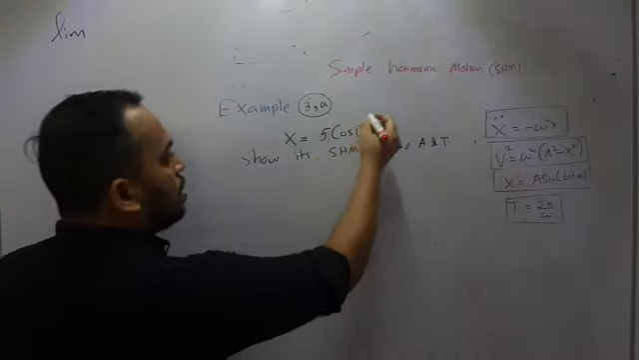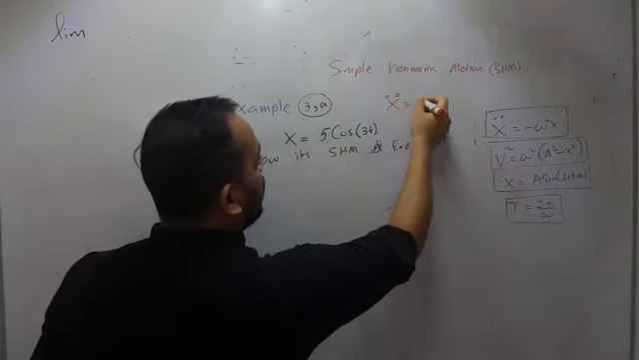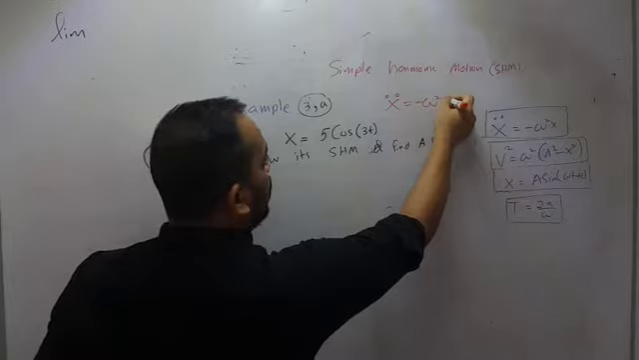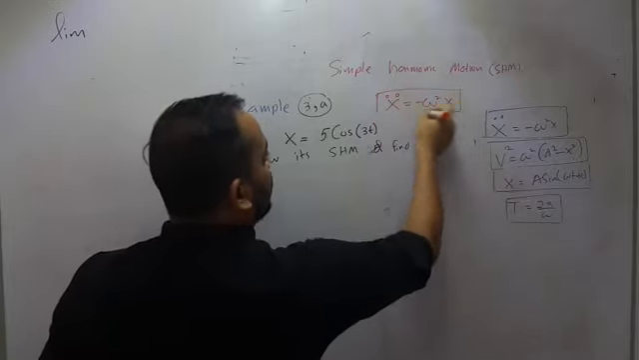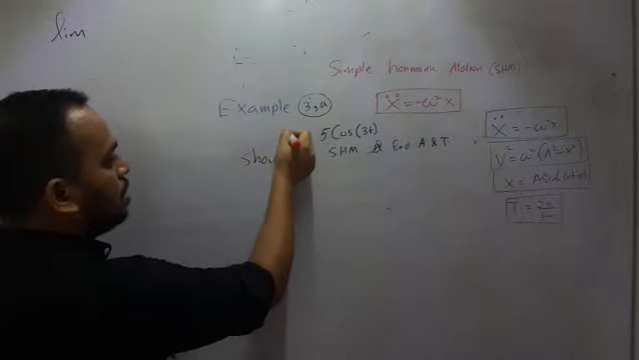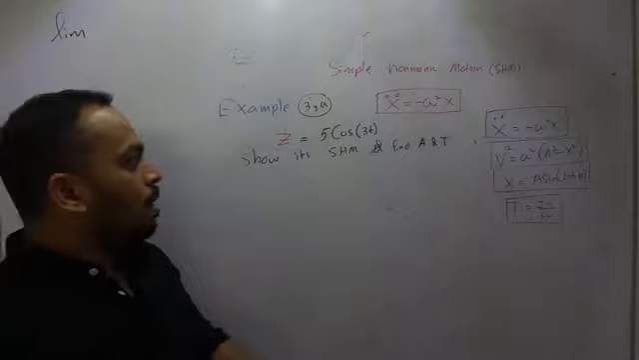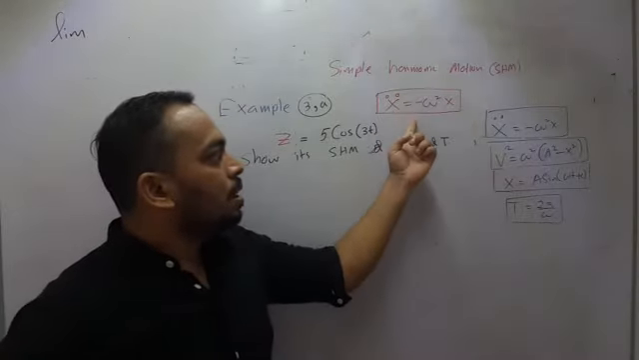Right, so what is the characteristic equation? We should get x double dot equals minus omega squared x. Right, so let me just change the variable here, otherwise, we can just change the variable, it doesn't matter, we have to get a similar expression like this.